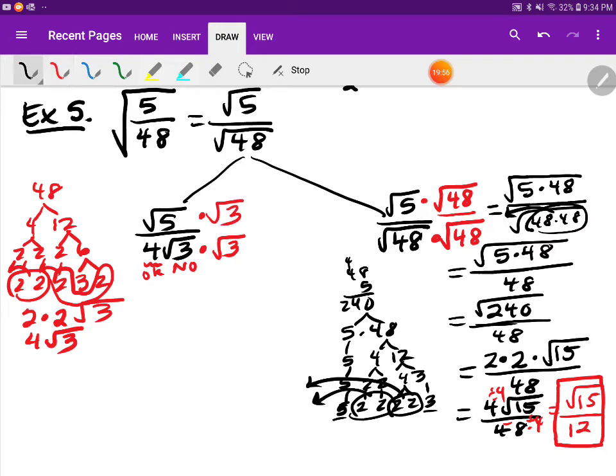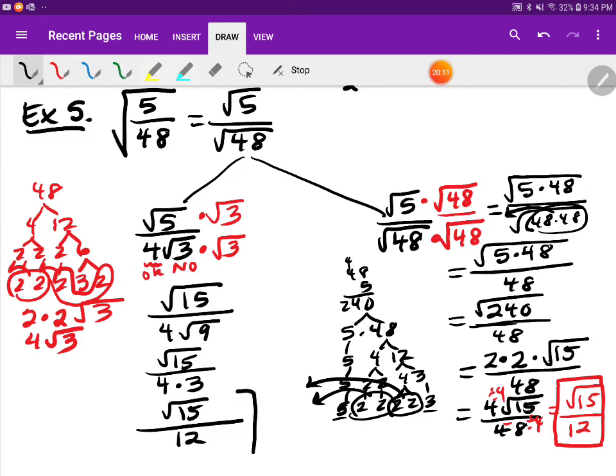So let's see what we get. We get square root of 15 over 4 square root of 9. Square root of 9 is plain 3. Square root of 15 over 12. And we never got the number 240.